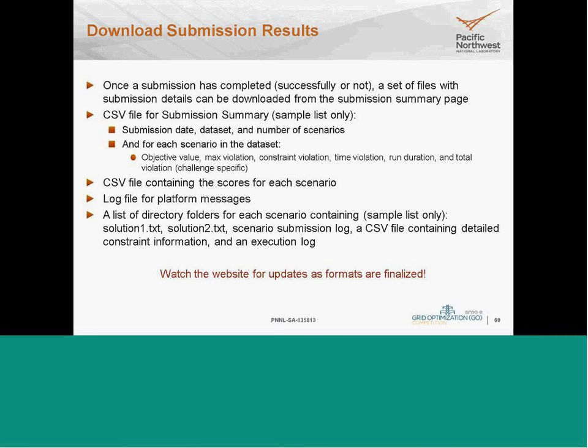They do go down to the scenario level because a data set may have multiple networks or models which might have multiple scenarios in them. And so you will actually get information back on a scenario level, such as the objective value, the violations, run duration. And you'll also get a list of directory folders for each scenario containing the Solution 1, Solution 2 text, the scenario submission logs, and more execution logs. So you will get a lot of information back, which will help you hopefully understand how you did.